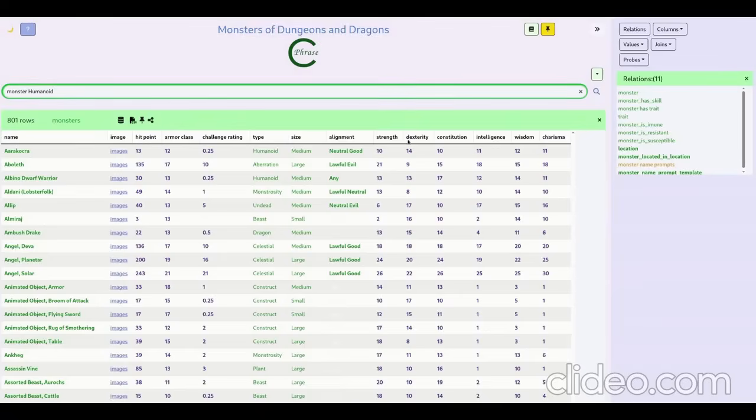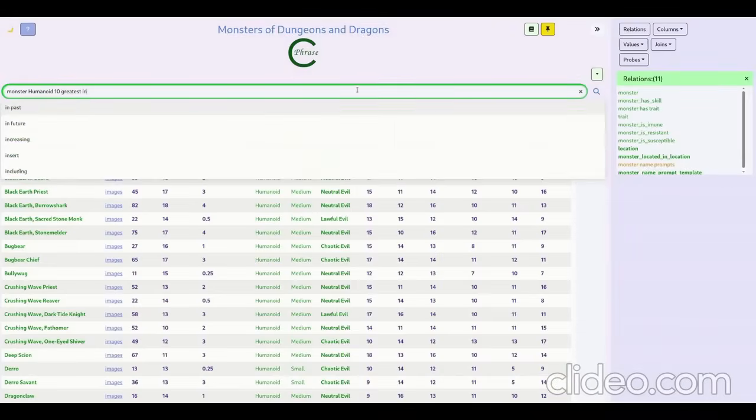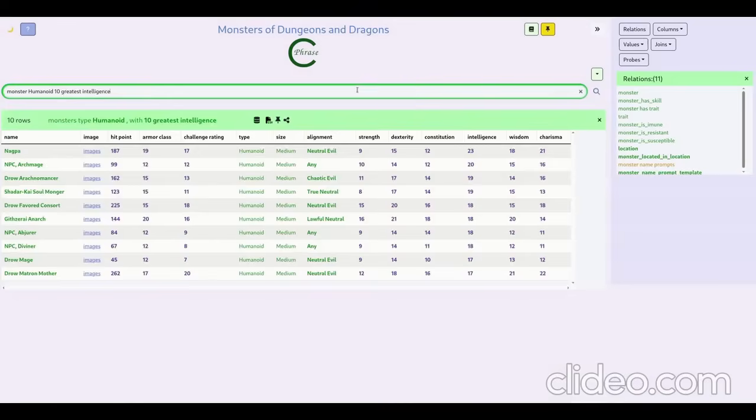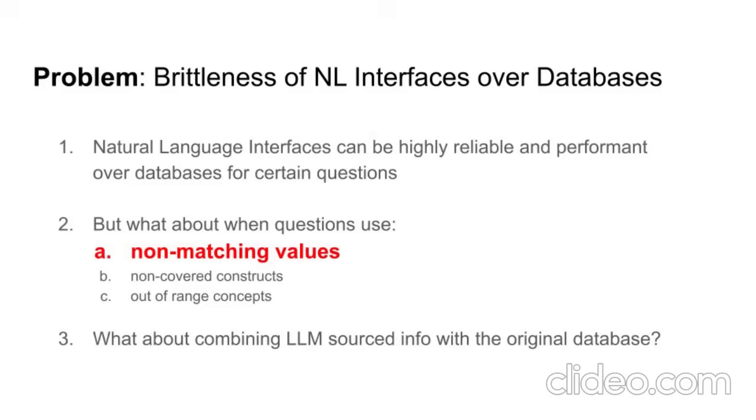All right, what we show here is just the simple, straightforward questions that can be answered. So this is a monster database, and we're simply getting the monsters here that are humanoid, and then we're going to get the most intelligent of those humanoid monsters. And then we can actually even click on an image here and see what it looks like. That's the creature. So what about non-matching values?